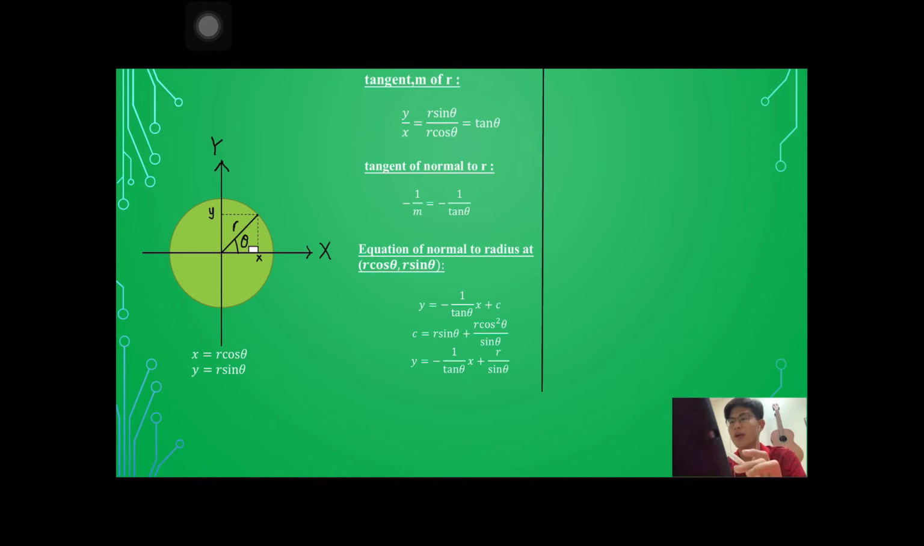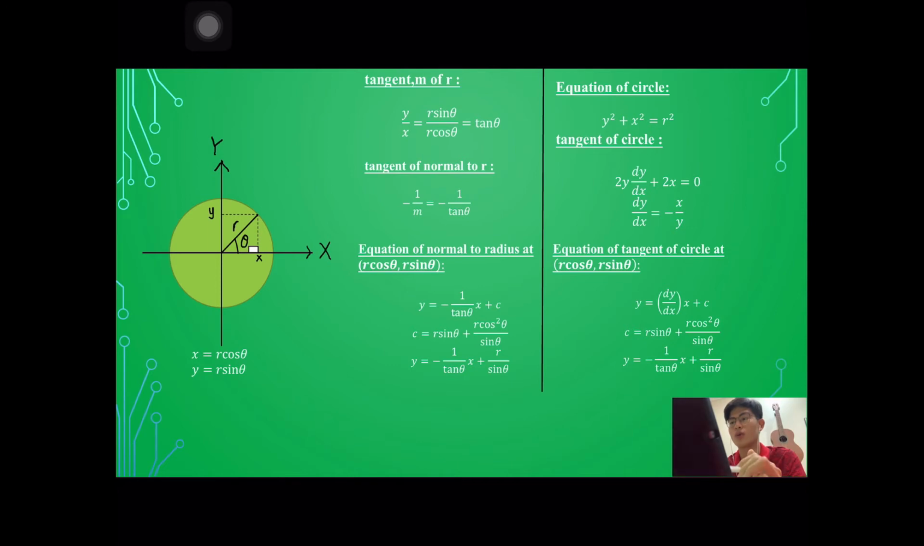Next, we are going to find the equation of tangent to a circle. We firstly form the equation of a circle, which is y squared plus x squared equals r squared. And then the tangent of the circle can be found by differentiating this equation with respect to x, which is dy/dx equals negative x over y. Lastly, the equation of the tangent to a circle can be formed by substituting the x coordinate and y coordinate into this equation, which is y equals negative 1 over tan theta x plus r over sin theta.